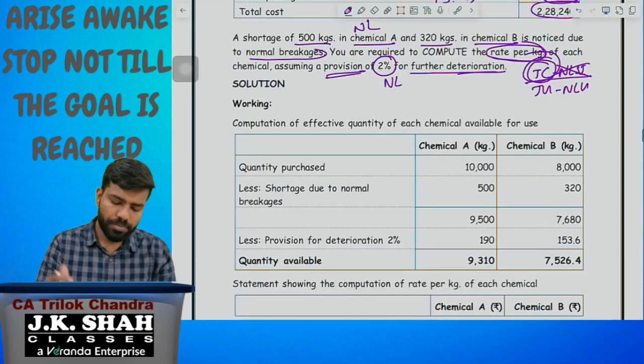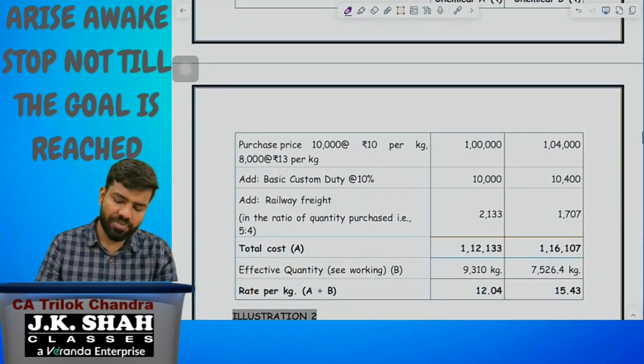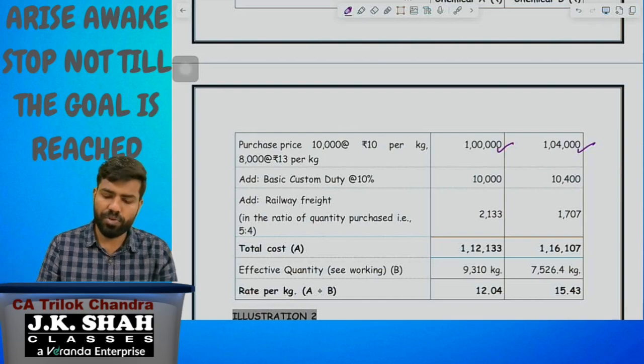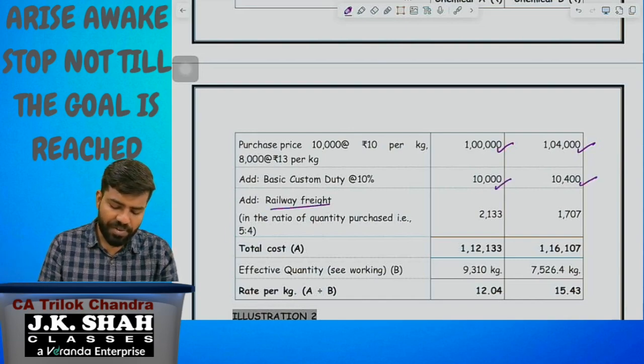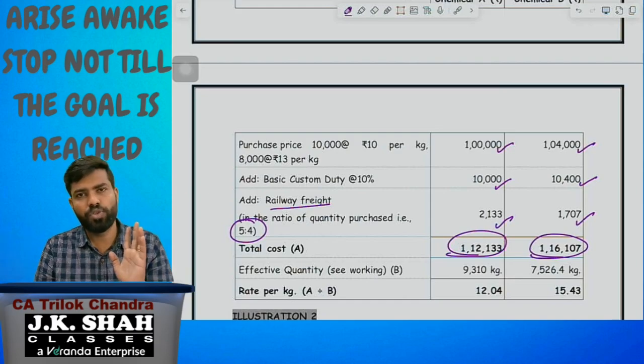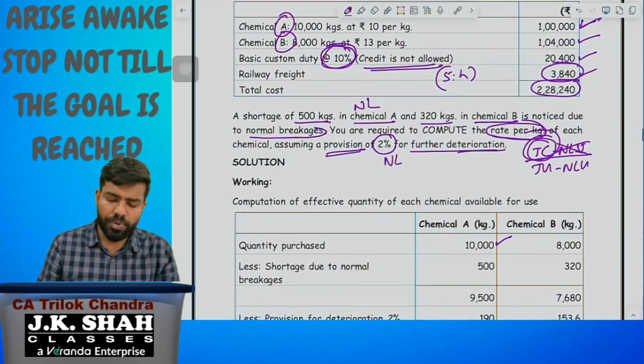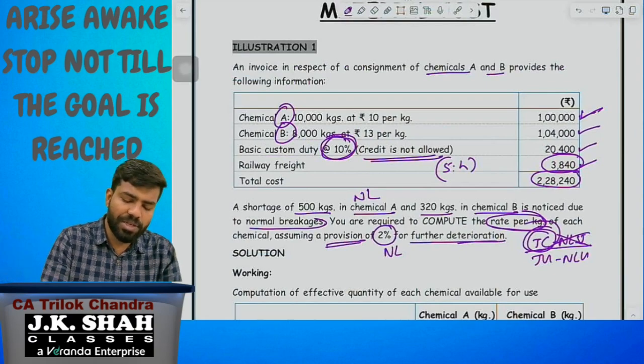Look at here, quantity purchased. Okay, I will come back to this. Let us look at the cost first. 1 lakh, 1 lakh 4,000. 10%: 10,000, 10,400. When it comes to railway freight, 5:4, 2,133, 1,707. Total cost comes to 1,12,133 and 1,60,107. So with this we are done with the cost portion. Let us look at the units. When it comes to units, total kgs is 10,000 kgs.